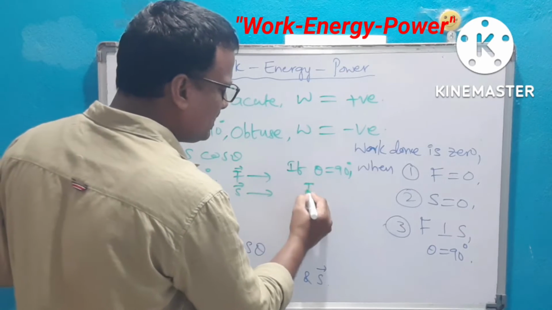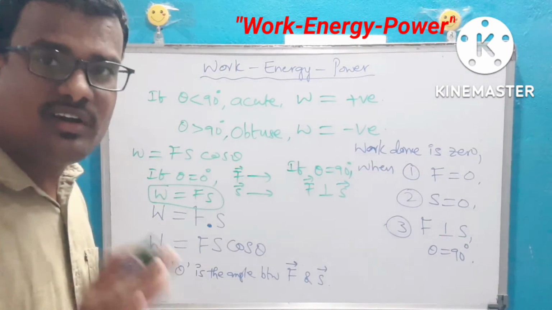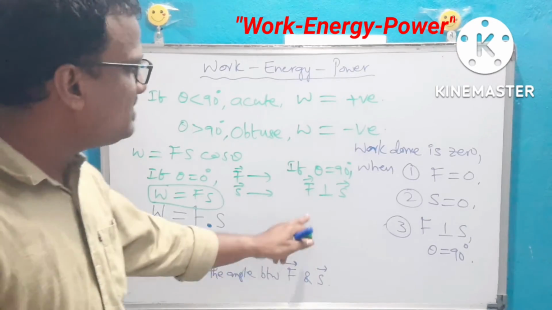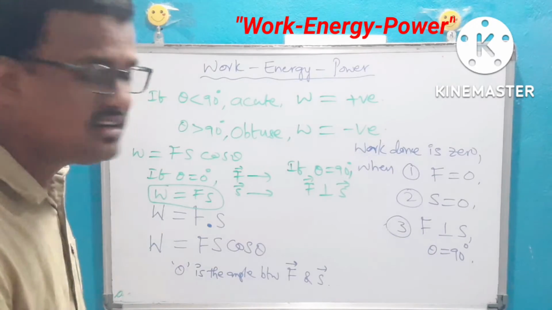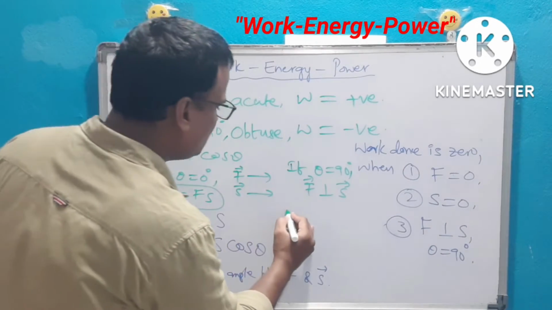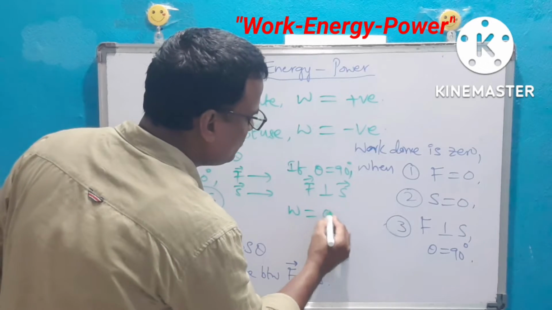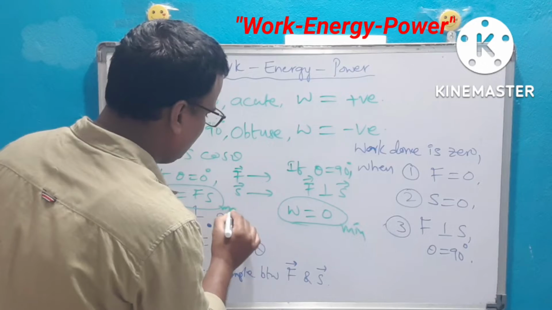So theta equal to 90 degrees means the angle between F and S is 90 degrees. That means F and S, force and displacement, are perpendicular to each other. So we can substitute 90 degrees in the cos theta term. Then W is equal to 0. So this is the minimum. And this is the maximum.